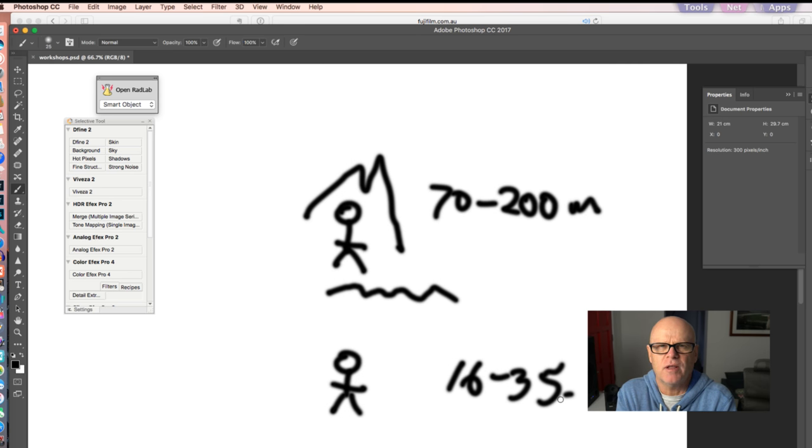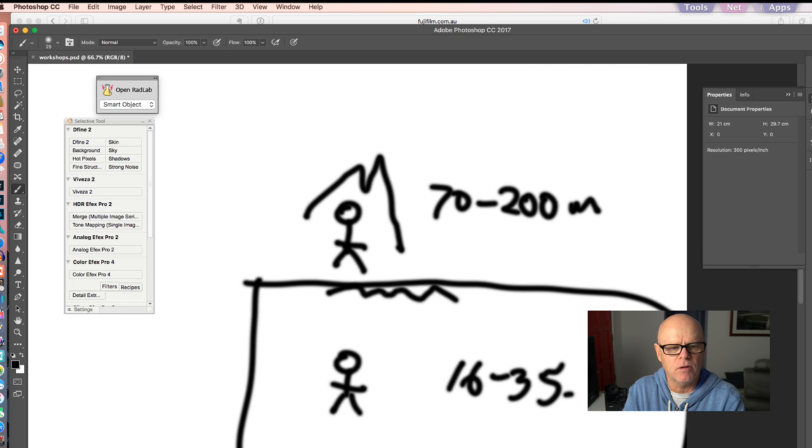Also, it can affect the bokeh as well, because if you use something like a 70 to 200, the background will be blurred beautifully away. So you have to think about this when you're doing your shooting. This 16 one here is more environmental. It'll show more of the environment, whereas your 70 to 200 will bring that environment in.